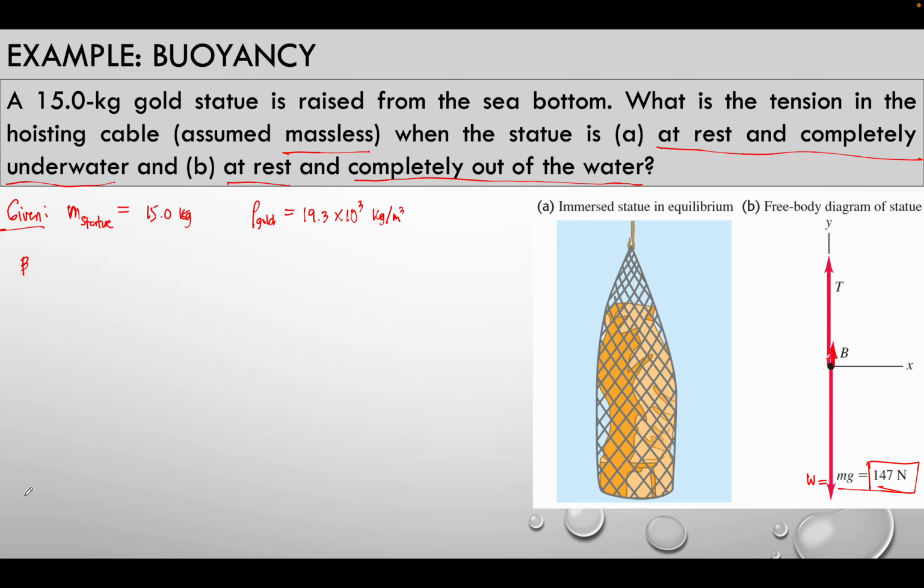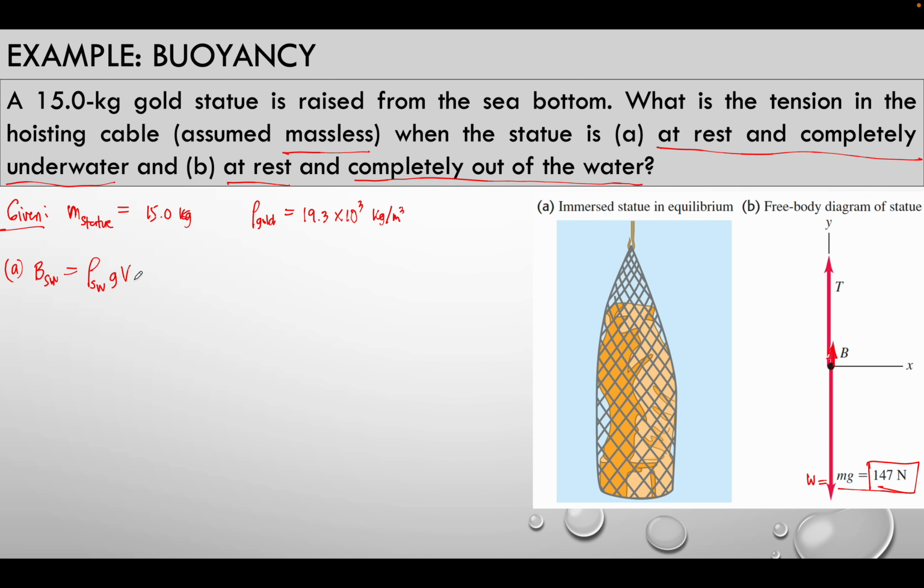For letter A, it is completely underwater, so it is in sea water. So for letter A, we need to find first the buoyant force in sea water. SW is for the sea water. So buoyant force is the density in sea water, rho, times the acceleration due to gravity, times the volume.